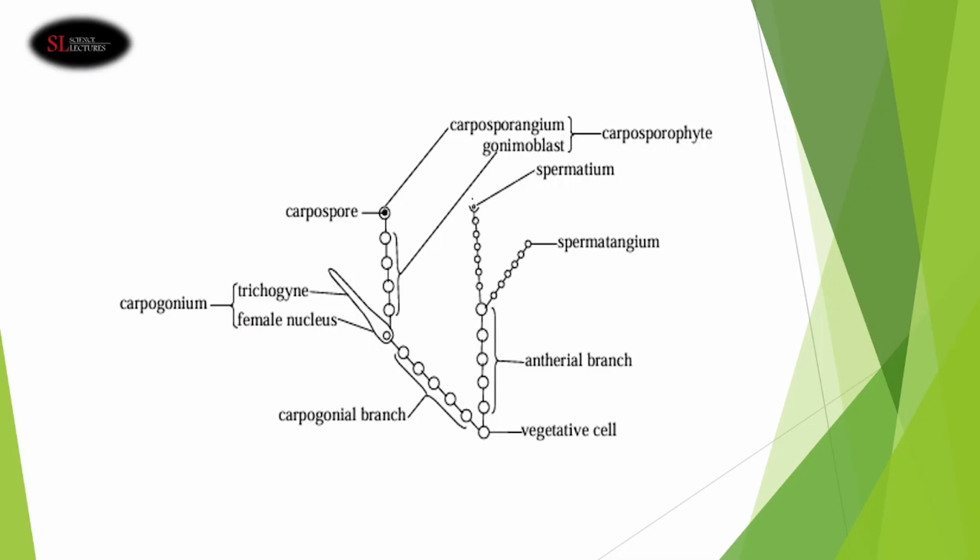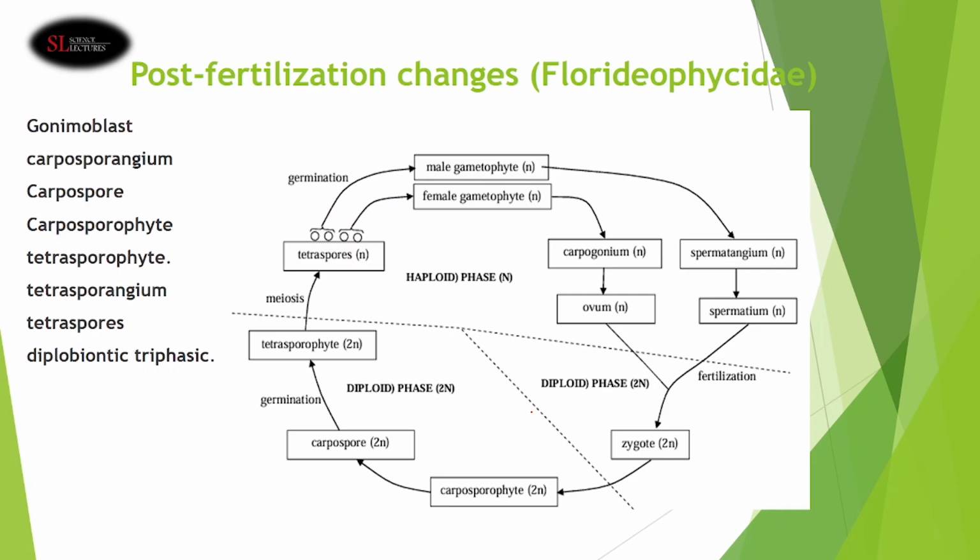We said the spermatium, when liberated from the spermatangium, will swim towards the trichogyne. At the point of contact, the wall will dissolve. Then the male nucleus will move up and fuse with the female nucleus. So what happens post-fertilization?